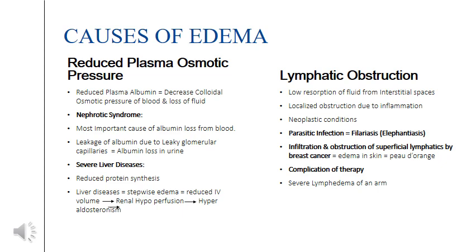Another important thing is albumin loss. There are many diseases in which we can observe loss of albumin or loss of proteins, but a common and major condition is nephrotic syndrome. In nephrotic syndrome, the most important cause is albumin loss from the blood. Nephrotic syndrome is actually the most important cause.